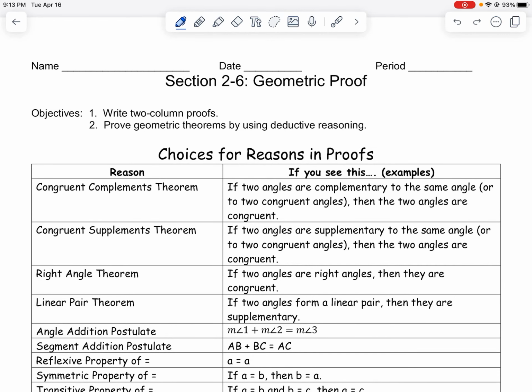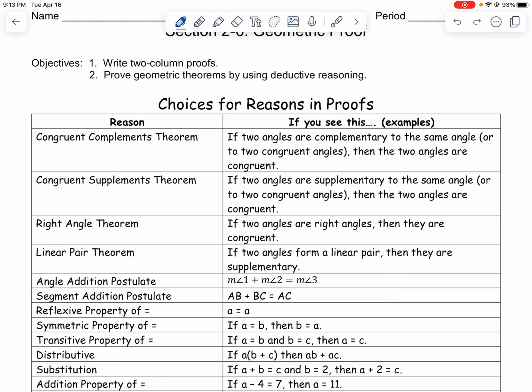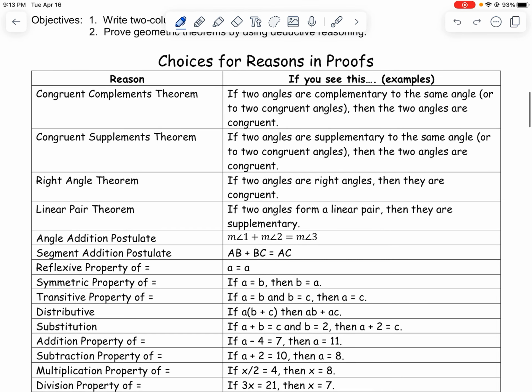Time for a little lesson for this section 2-6 geometric proof thing. So what's going on is it's more just practice writing proofs, but now it's kind of a transition with a few more definitions and things to work with. And that's what's here on the front. We're trying to just write some proofs, but now we're introducing some new theorems.